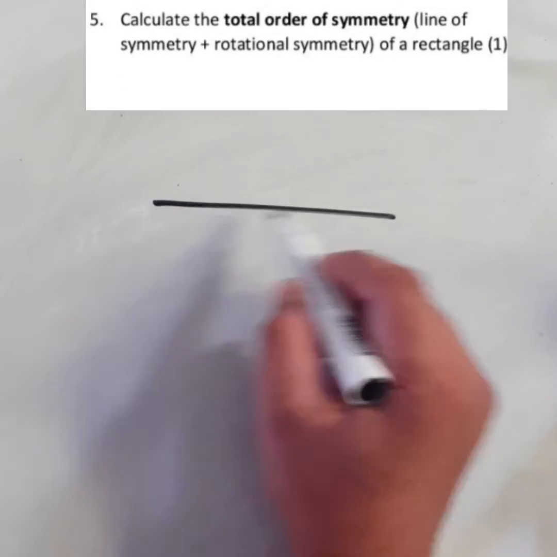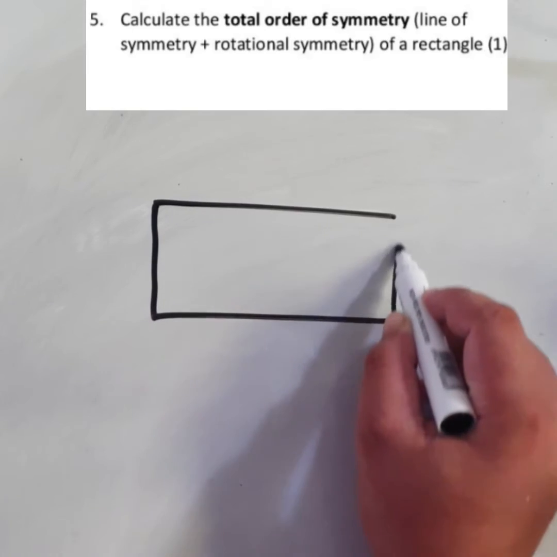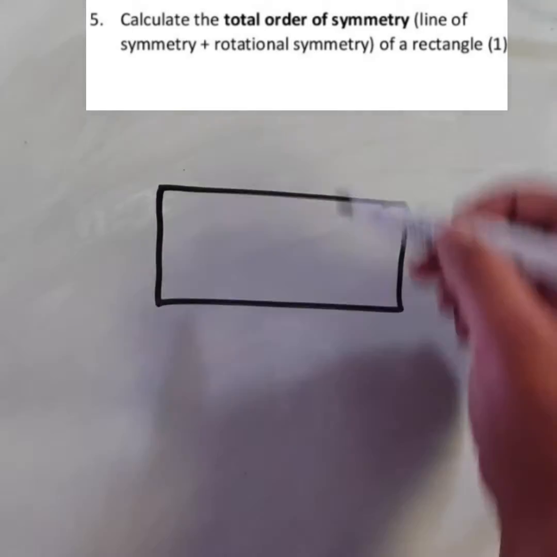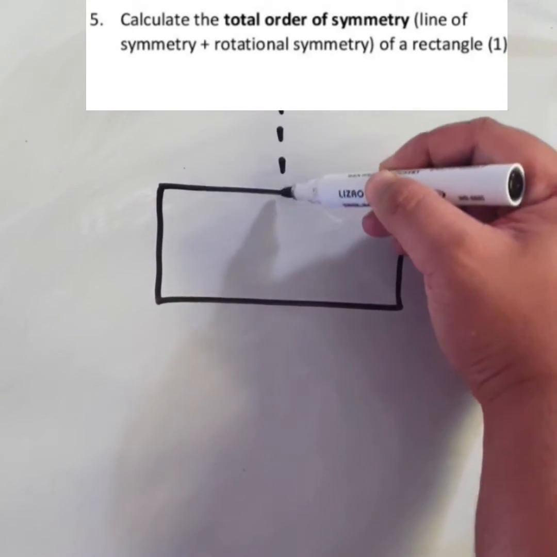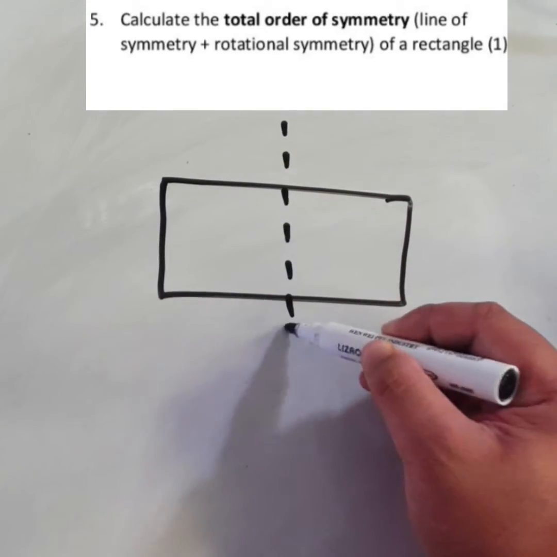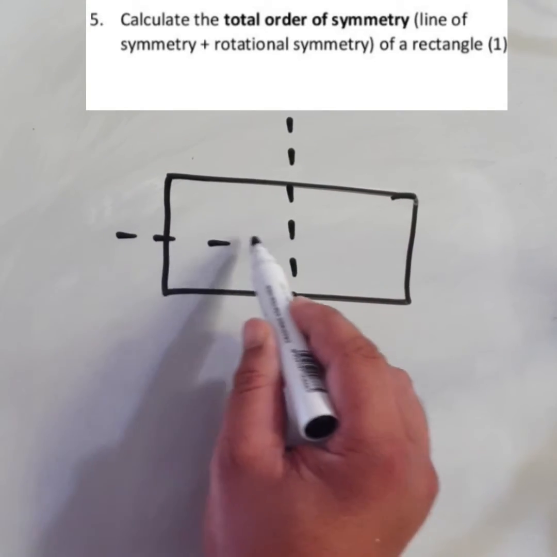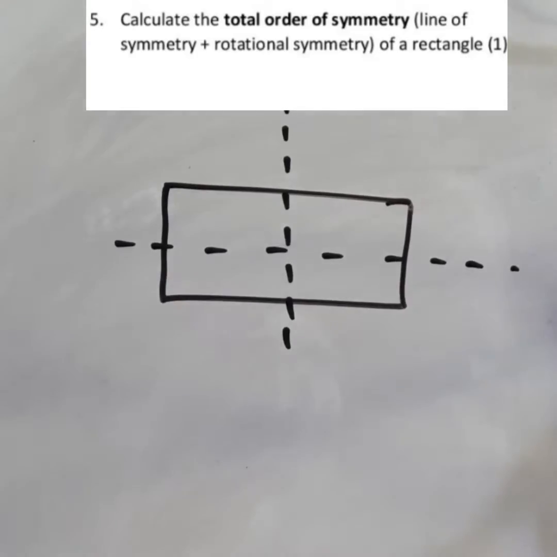Now let's try and find the total order of symmetry of a rectangle. Remember that the total order of symmetry is equal to the lines of symmetry plus the rotational symmetry. So let's begin by finding the lines of symmetry.